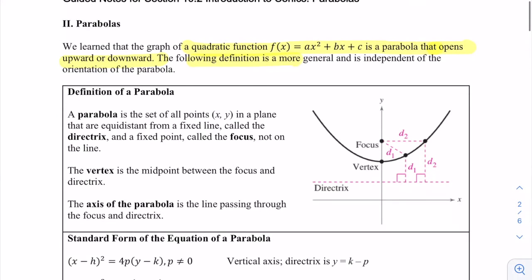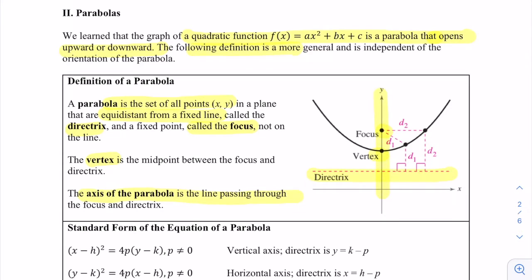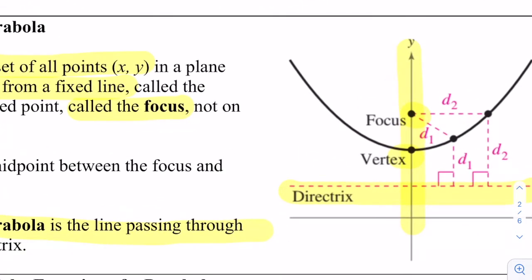Okay, so a parabola is a set of points equidistant from a fixed line, which we call a directrix, and a point which we call the focus. The vertex is the midpoint between the focus and the directrix, and the axis of the parabola is passing through the focus and the directrix. Now, when we talk about being equidistant, specifically on this axis, the vertex is going to be p units away from the focus, as well as the directrix. So this distance here will be p.